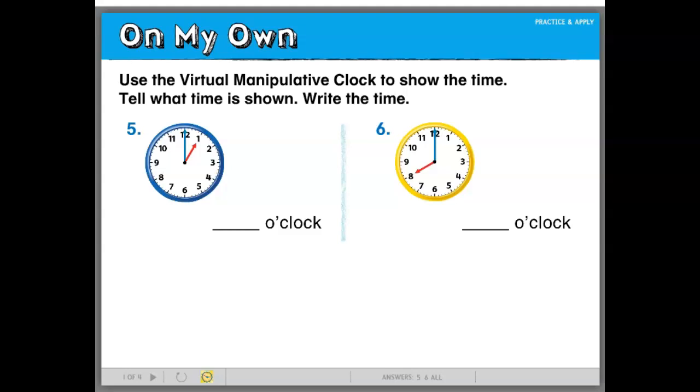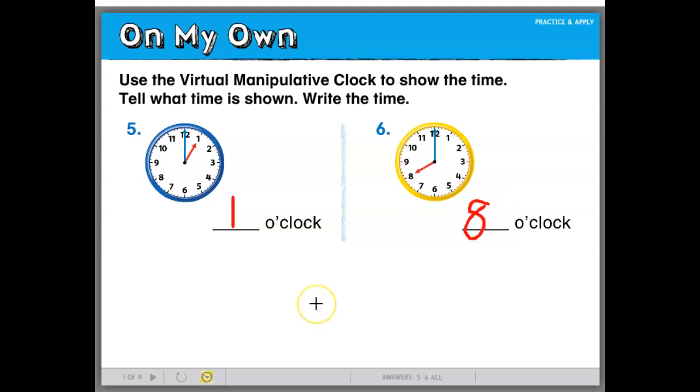Let's practice a few more where we have to read the times. So look at this blue clock, check your shorter hour hand first. What number is it pointing to? So what time is this? This is 1 o'clock. What about this yellow clock? And that one is 8 o'clock.